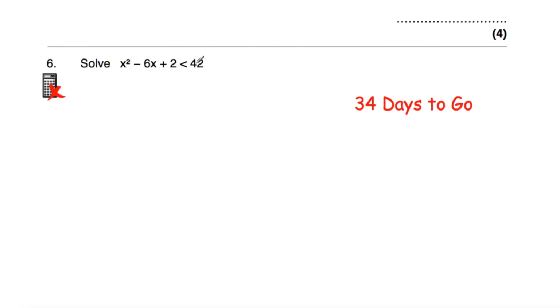So whenever you've got a quadratic inequality, we really want this to be 0. So let's take away 42 from both sides. So let's subtract 42 from the left-hand side and 42 from the right-hand side.